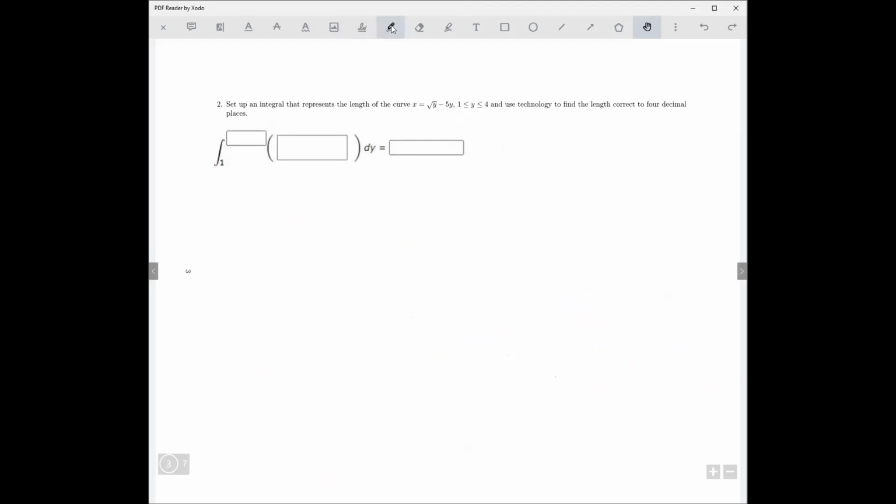Okay, number 2: set up an integral that represents the length of this curve, x equals the square root of y minus 5y, from 1 to 4, and use technology to find the length correct to 4 decimal places. Okay. So, I mean, this is pretty easy to differentiate, right? But when you plug it into here, this is going to be really hard to integrate.